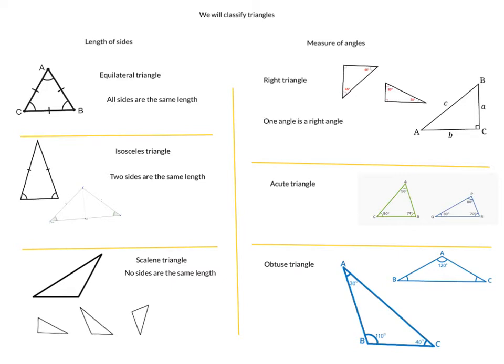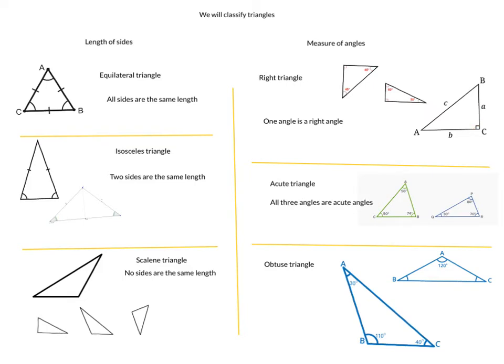So a right triangle has one angle that's a right angle. So if you look here, there's a right angle right here. And that little symbol here, as you know, means that it's 90 degrees, which is a right angle. A right angle is a 90-degree angle. Here's another right triangle because it has one right angle right here. And here's another example of a right triangle because it has one right angle.